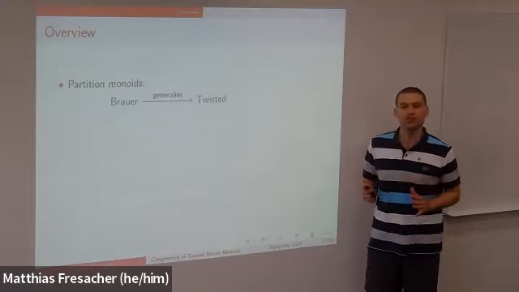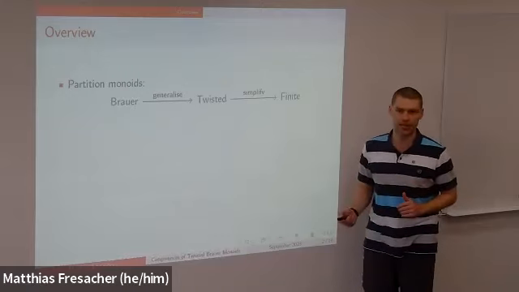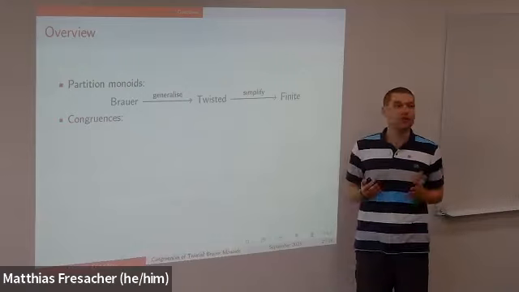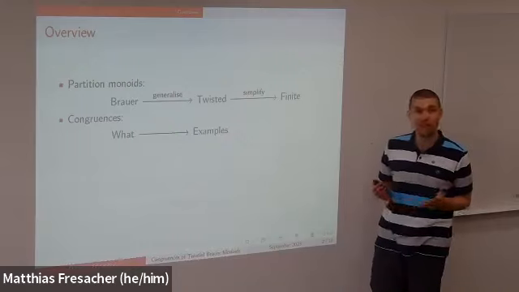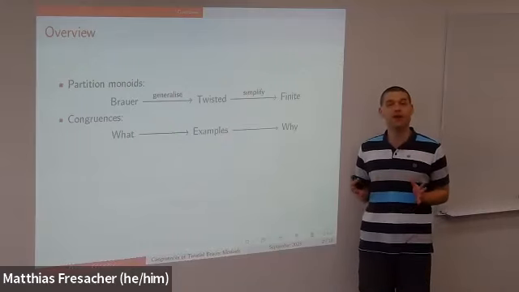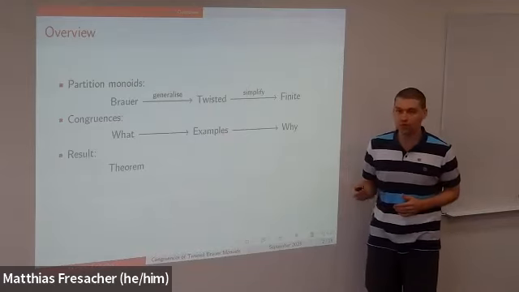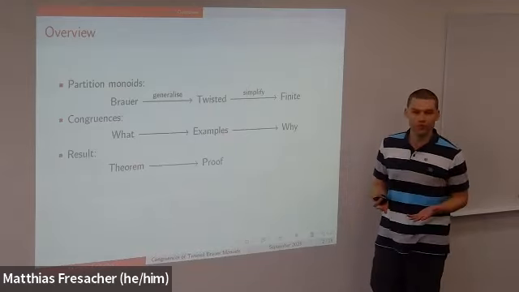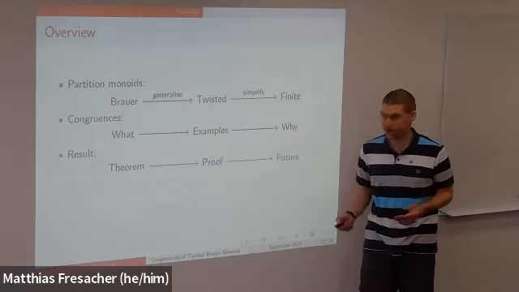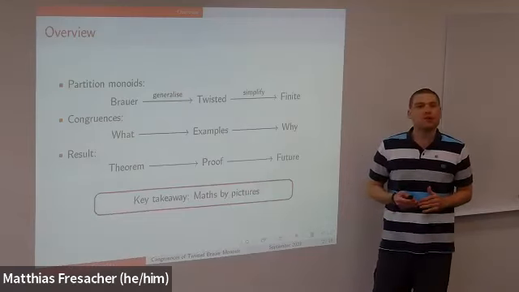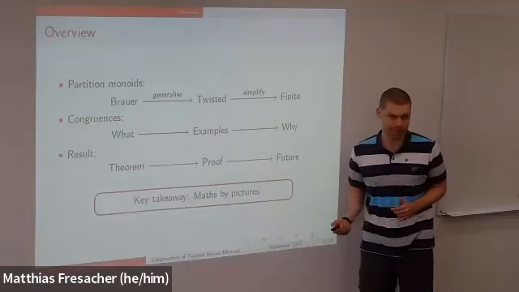This is a little bit tricky to work with, so we're actually going to simplify this a tad to be in a finite setting. We are going to be looking at congruences, so obviously I need to cover what they are. We're going to go through some examples, as well as why they are important. This will then allow me to state the theorem I was able to prove, go through an outline of the proof, as well as the future directions of this work. And the key takeaway I would like you to have from today is that maths can be done by pictures.